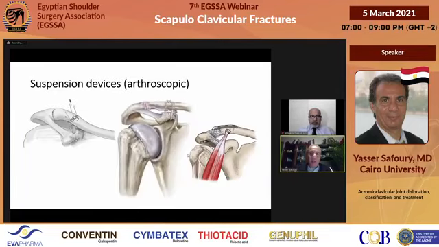Suspension devices, mainly arthroscopically, which are used now, in which there is a suspension of the coracoid to the clavicle. This may be by synthetic material or biological, such as tendografts, or it may be dynamic by using the coracoid bone with its attached muscles directly on the clavicle.